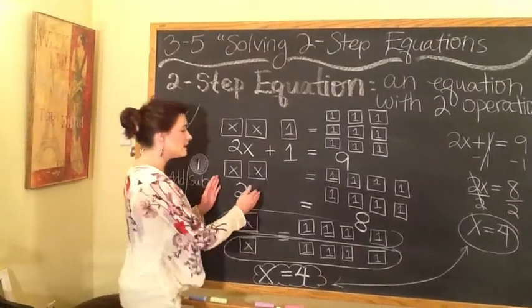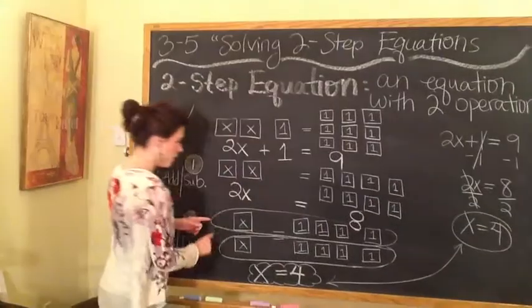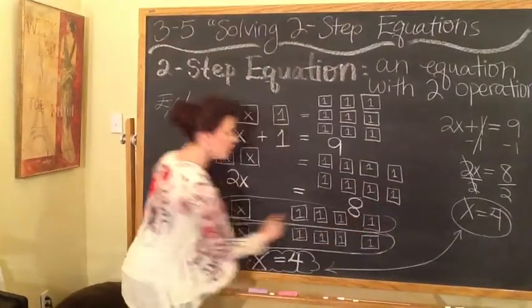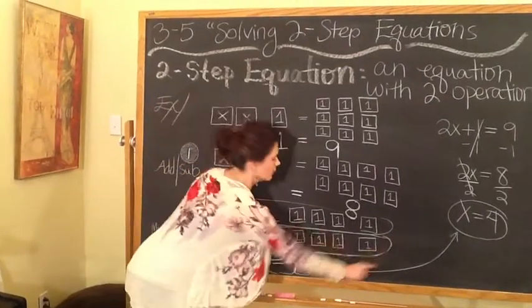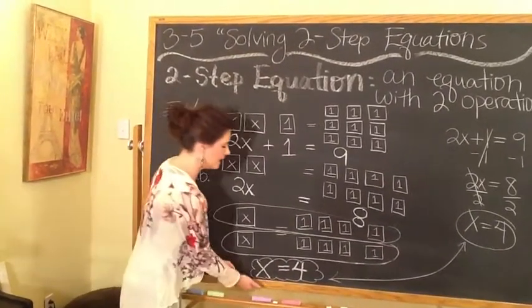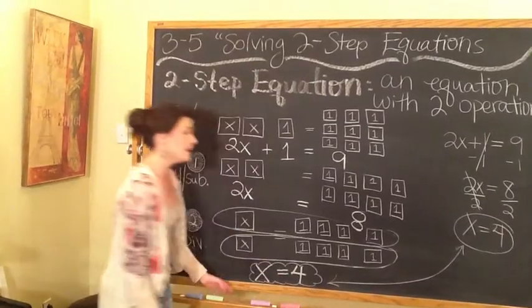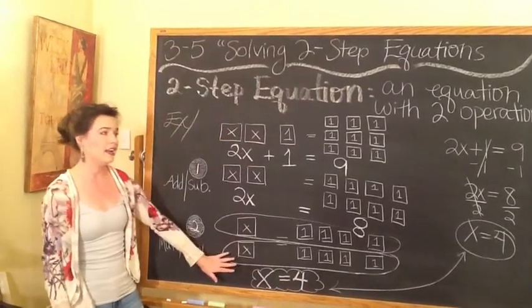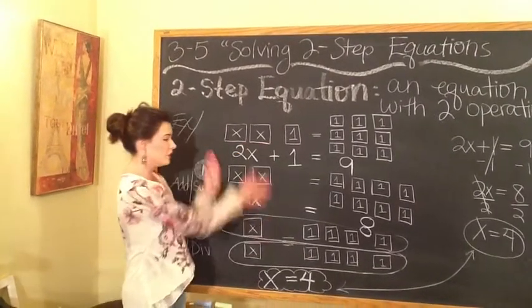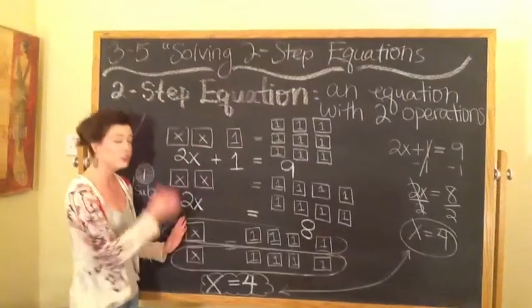If we split this into 2, one of these x's goes with 4 ones, and the other x goes with 4 ones. So we figured out that our answer is x equals 4. Now let's look at it in the equation form of what you're going to be writing for me, but I wanted to make sure you understood what it looked like visually.